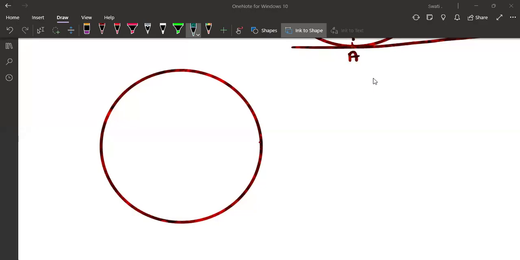Okay, so this point is called the center of a circle. This is called the radius, right? So OA will be the radius. If I draw exactly one opposite radius, that makes a, what will this become? Diameter.